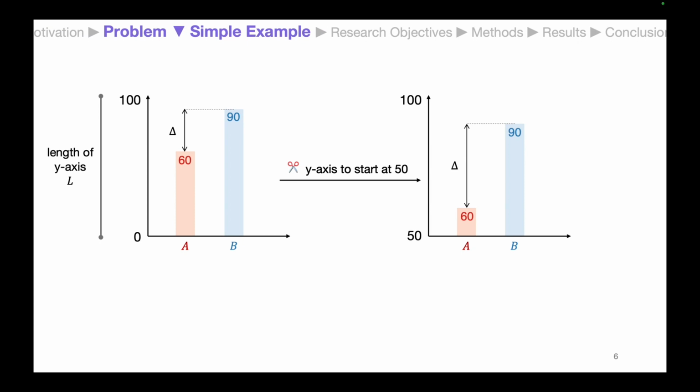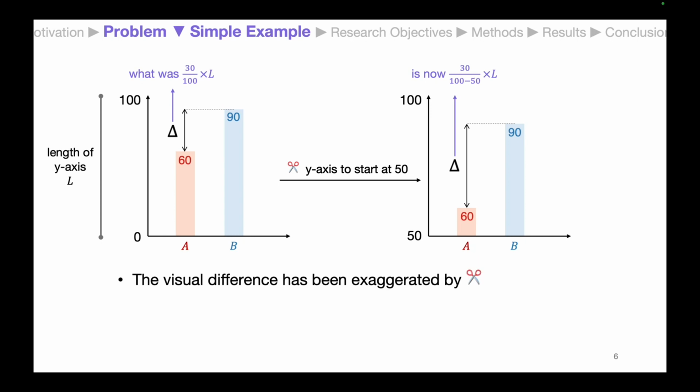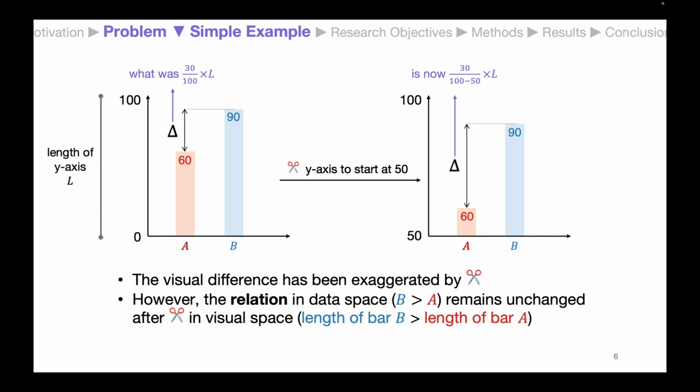Note that the difference between A and B, which was originally mapped to a visual difference of 30/100 times L, is now 30/(100-50) times L in the truncated graph. In short, truncation exaggerates the visual difference between A and B. However, the relation in data space remains unchanged after truncation in visual space. The fact that 90 is greater than 60 remains true if we compare the length of bar B to the length of bar A. Naturally, this prompts a question.